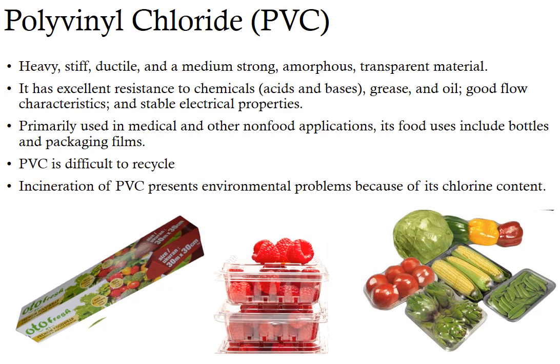This is especially useful for piping materials. If the pipes are made up of PVC, the water flow or the liquid flow is smooth because of the finishing of the inside of the pipe. Also, it has stable electrical properties. PVC is primarily used in medical and other non-food applications, but it can also be used for food packaging, which includes preparing bottles and packaging films.